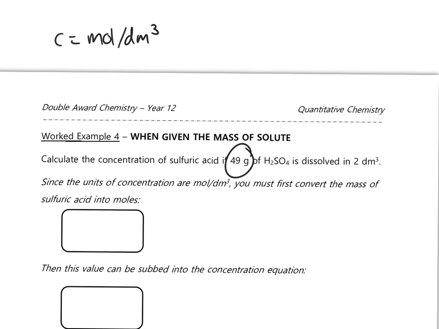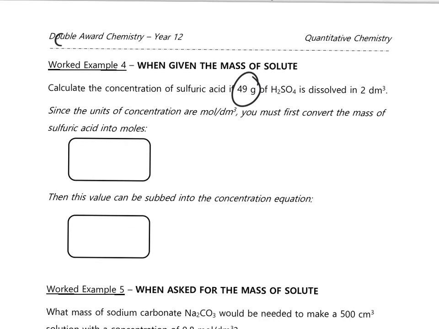How would I do that? If I've been given a mass and I want to work out the number of moles. Go for it, Neve. Good. N equals mass over Rfm. So there are actually 2 steps to this one. These are the slightly more tricky ones. We've been given here the concentration of sulfuric acid if 49 grams is dissolved in 2 decimeters cubed. So the first thing I need to do is work out the number of moles. So use my equation, N equals mass over Rfm.